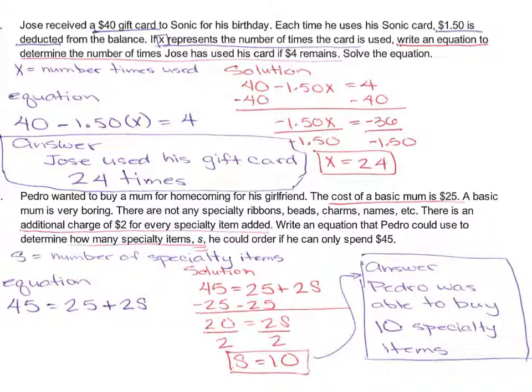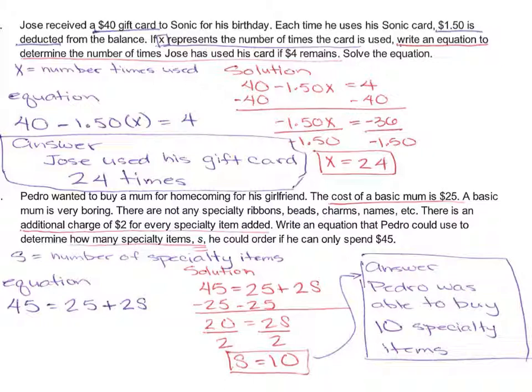So we know that the maximum that Pedro can spend is $45. So that's your $45 right there. The cost of a basic mum is $25. So 45 should equal 25 plus $2 per specialty item. So our equation would look like this: 45 is equal to 25 plus 2s.